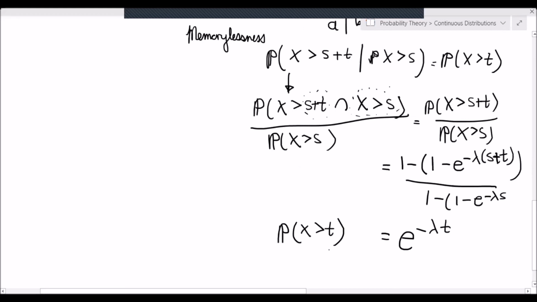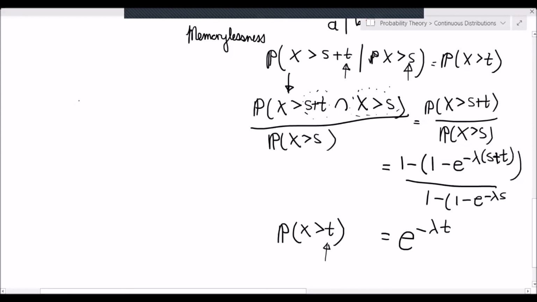So what the memorylessness means is that given that I have waited already for a time longer than s, the probability that I'm going to wait an additional t seconds, given I've waited for more than s, is going to be the same as just starting from the beginning and saying, what's the probability that I'm going to wait an additional t seconds? So the easiest way to think about this is if you go shopping with your mother.